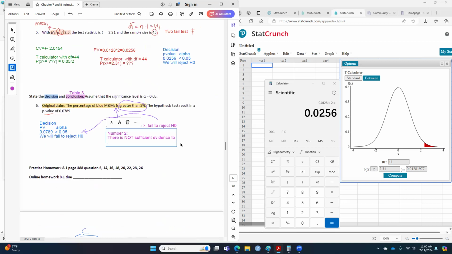Now you just copy and paste this, highlighted in yellow: that the percentage of blue M&Ms is greater than 5%. So this is what you need to do. You copy and paste it. This is how we write this conclusion here. Very super important in this case.